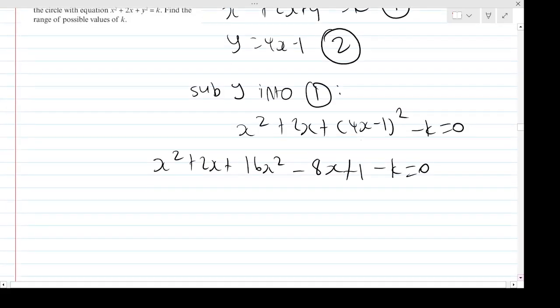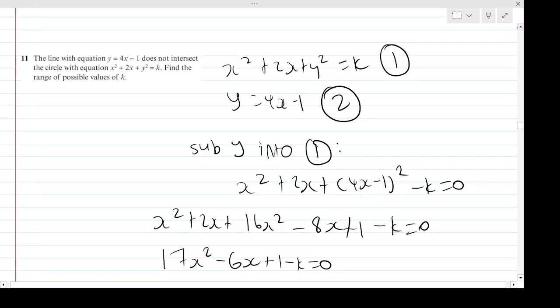Then we can collect the terms together. To simplify, we're going to get 17x squared and 16x there. Then we're going to get 2x minus 8x being minus 6x. Then we're going to have plus 1 minus k there equal to 0. And again, this is a quadratic at this point, right? That's the A part, 17. B part is minus 6, and the C is this number here. Now, k is just a number as well, so this whole thing is a number, okay? Even though k is an unknown, it is still just a number, okay? Anyway, we got to this point.